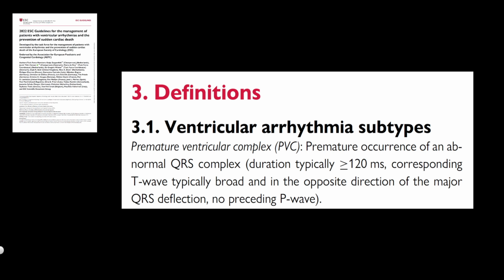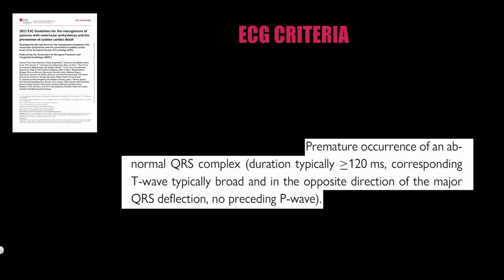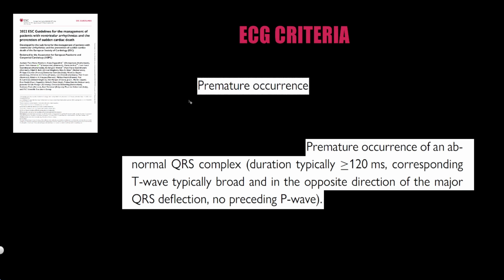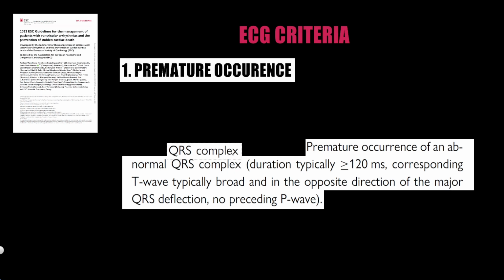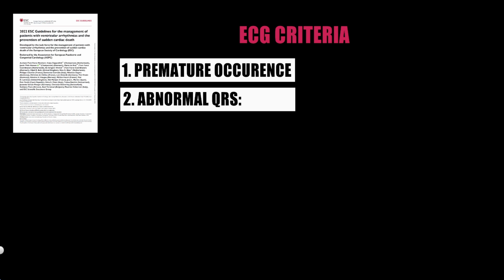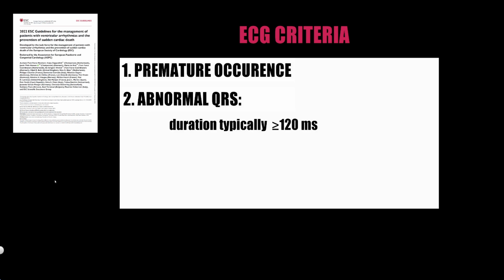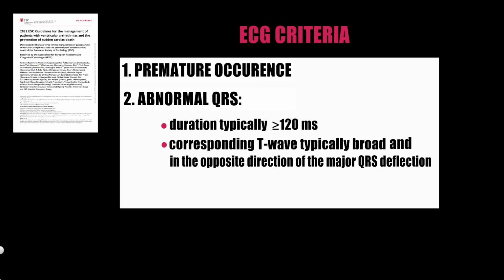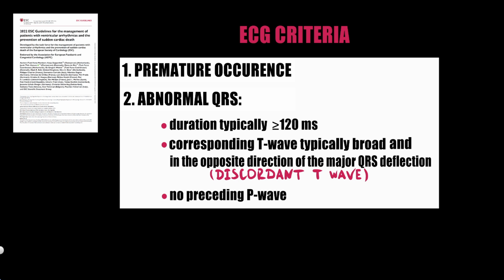premature occurrence of abnormal QRS complex. Therefore, the ECG criteria of PVC are: the first one is premature occurrence. The second criteria is abnormal QRS complex, which is characterized by a QRS duration greater than or equal to 120 milliseconds. Corresponding T wave is broad and has the opposite direction to the major QRS deflection. In other words, discordant T wave. And the last criterion is absence of P wave before PVC.